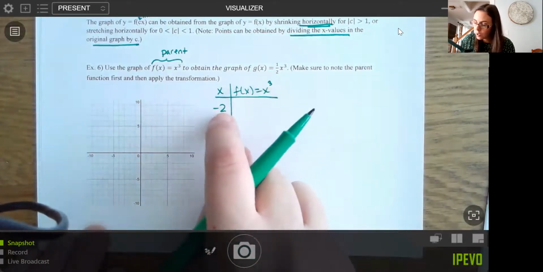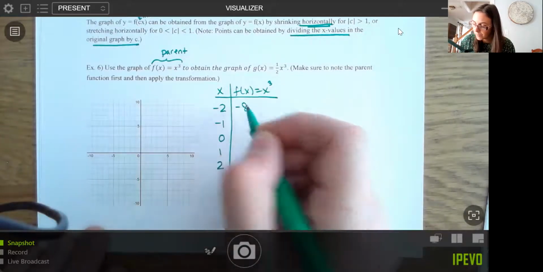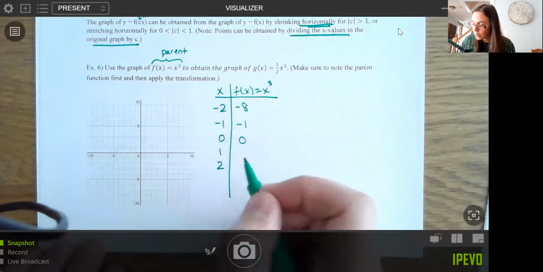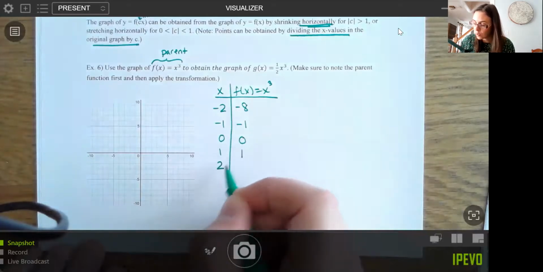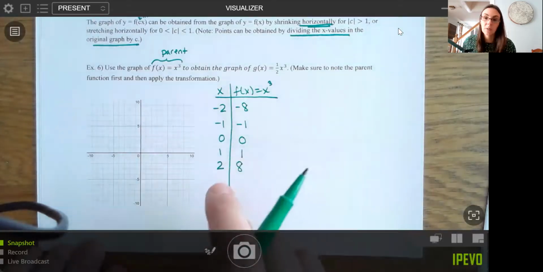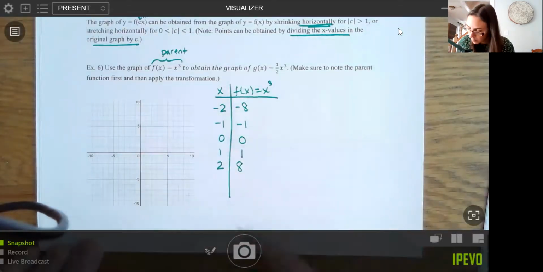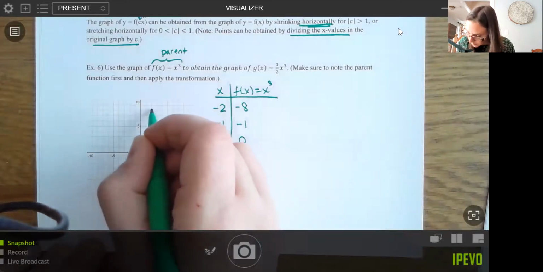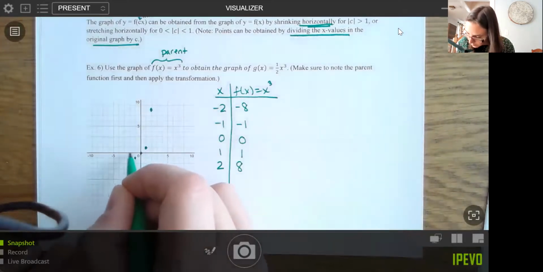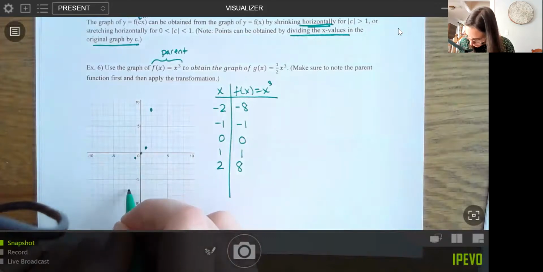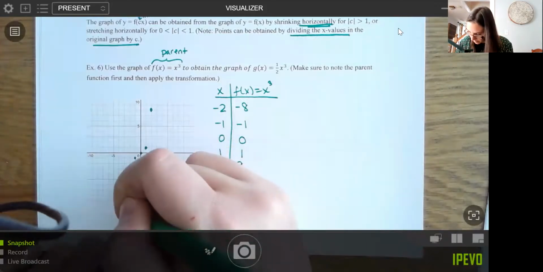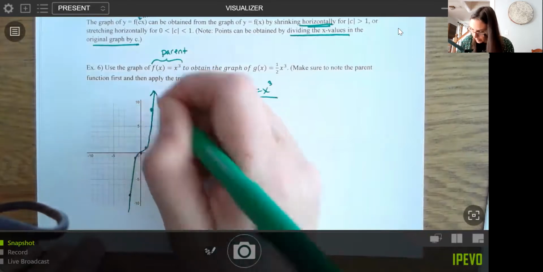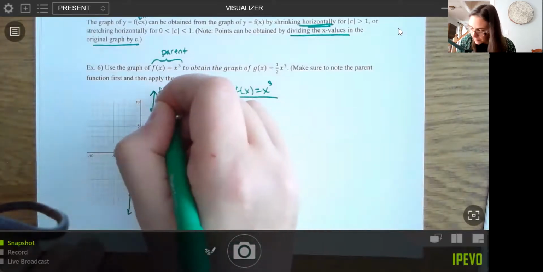So -2 cubed is -8. -1 cubed is -1. 0 cubed is 0. 1 cubed is 1. And 2 cubed is 8, right? 2 times 2 times 2. Okay. And then my graph looks something like this. No, it's not perfect, but you guys get the idea.